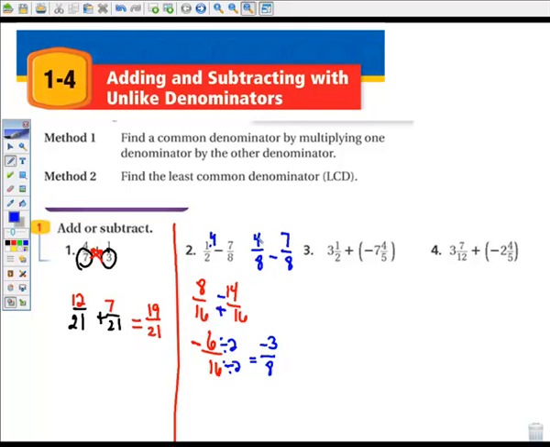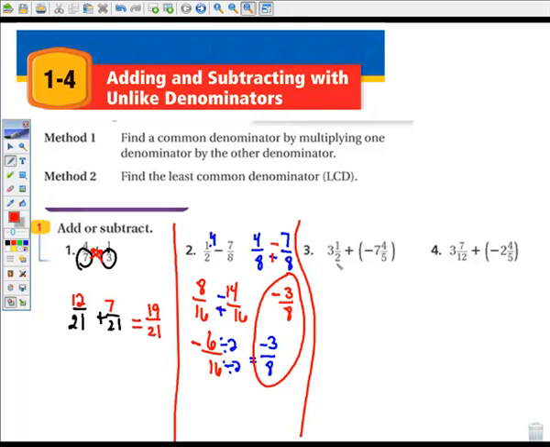And again, when I subtract, I'm going to add the opposite. So 4 plus a negative 7, I have 3 more negatives, so it's negative 3/8. So see, you get the same exact answer. In this first method, I had to simplify. In the second method, I did not.